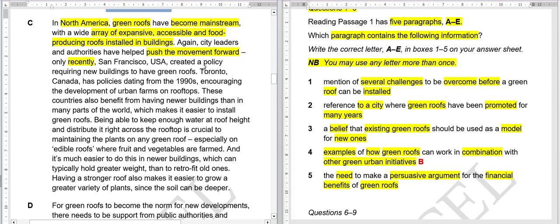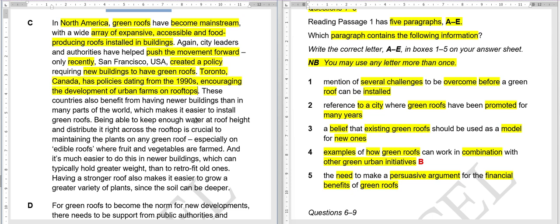San Francisco, USA created a policy requiring new buildings to have green roofs. So they have just created this particular policy that new buildings will have green roofs. Toronto, Canada has policies dating from the 1990s encouraging the development of urban farms on rooftops. So this particular city has had the policy from the 1990s, in which they encourage companies or buildings to develop urban farms on rooftops.